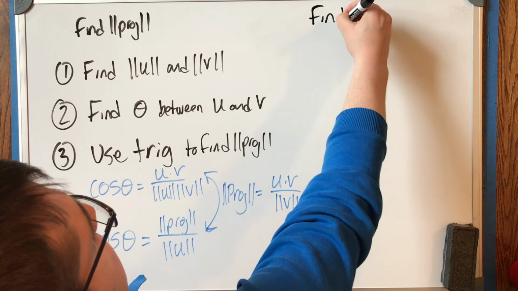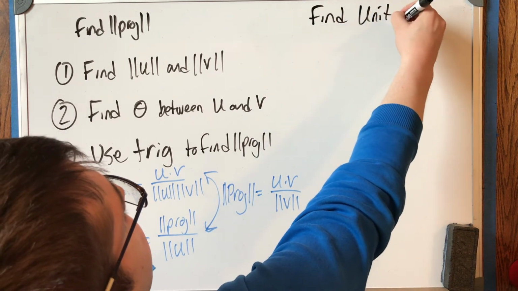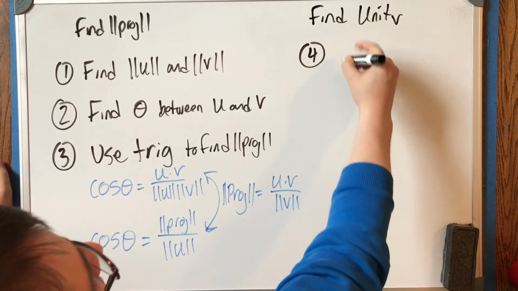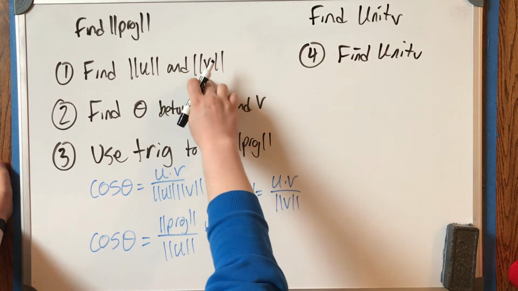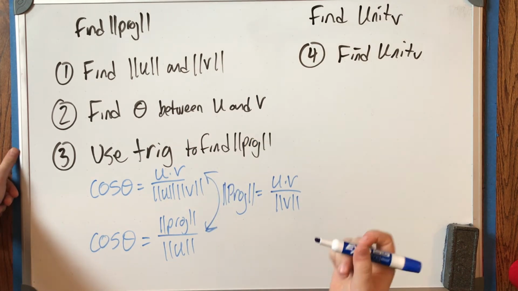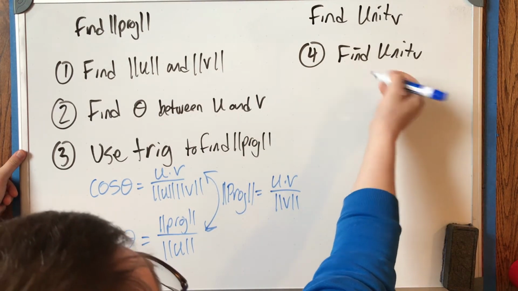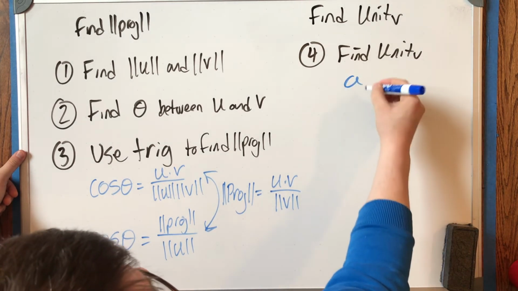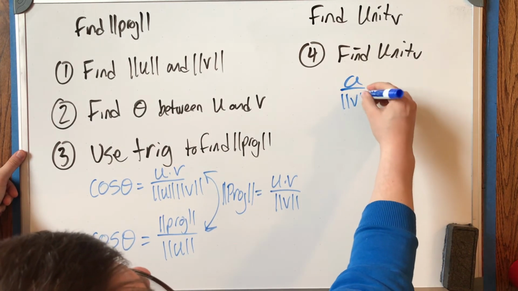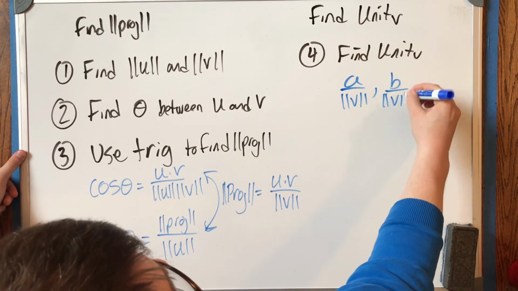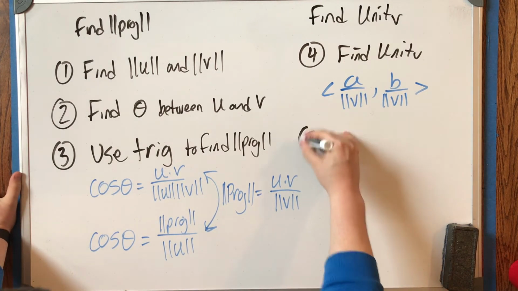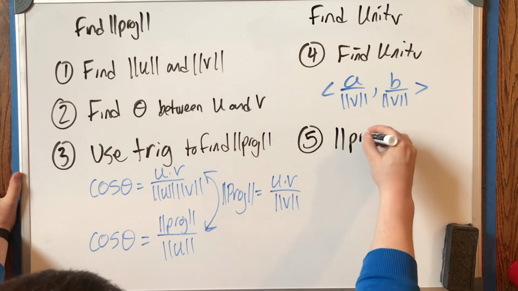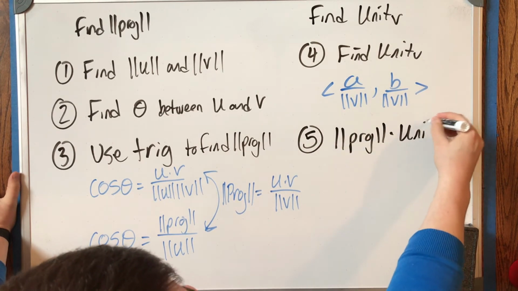All right, the second part was to find the unit vector of v. We already know what its length is. So if I were to write this in formulas, let's just say v is a and b. A divided by the magnitude, and b divided by the magnitude. So that would be what the unit vector is, by definition. And the last thing we would do is multiply the length of the projection by that unit vector.